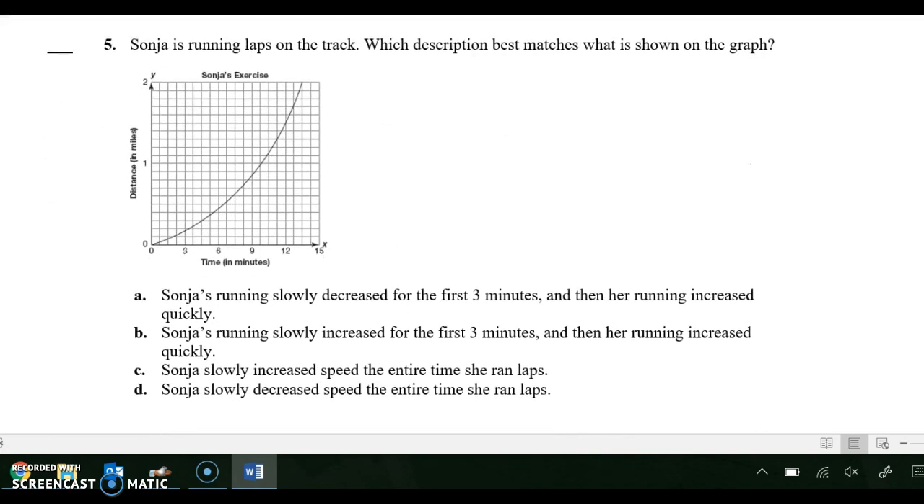Number 5. Sonia is running laps on the track. Which description best matches what is shown on the graph? A. Sonia's running slowly decreased for the first 3 minutes, and then her running increased quickly. B. Sonia's running slowly increased for the first 3 minutes, and then her running increased quickly. C. Sonia slowly increased speed the entire time she ran laps. D. Sonia slowly decreased speed the entire time she ran laps.